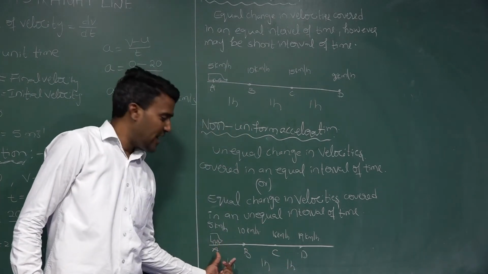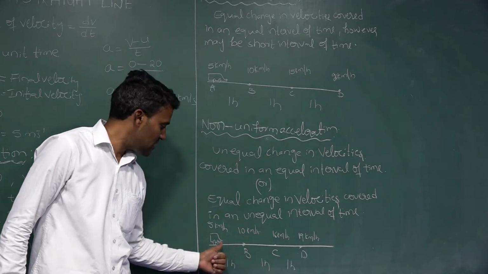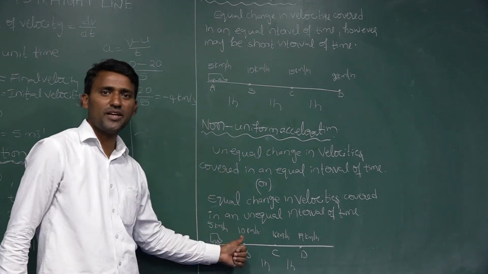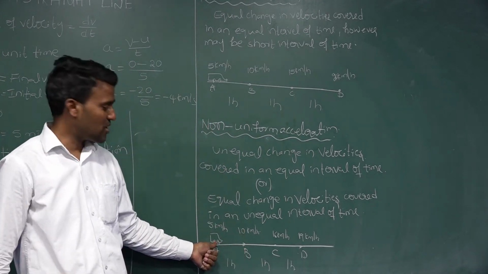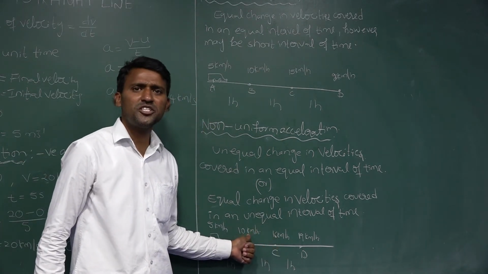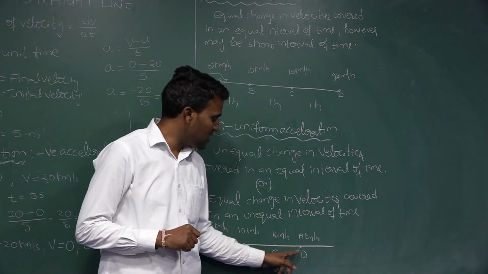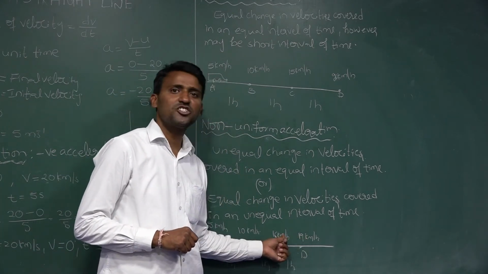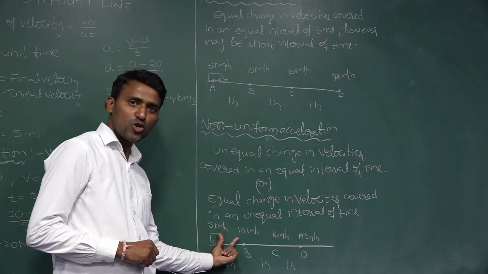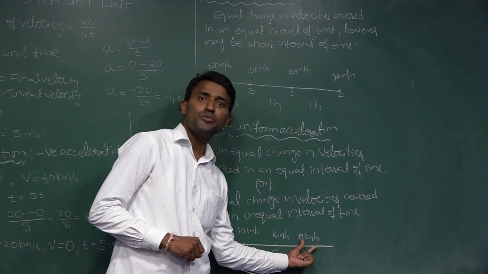Now when you take A and B, B is the final, A is the initial. 10 minus 5 is 5 kilometer per hour. B to C, 16 minus 10 is nothing but 6. And D minus C, 19 minus 16, it is 3 kilometer per hour. See here, the difference here is 5 kilometer per hour, here 6 kilometer per hour, here 3 kilometer per hour.